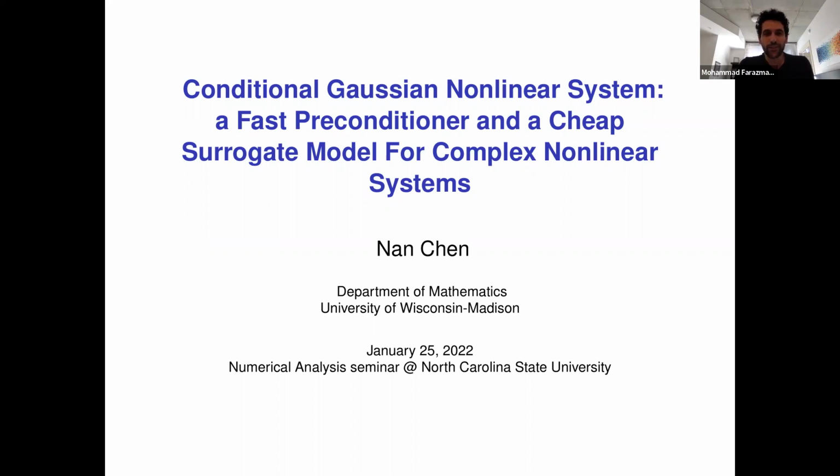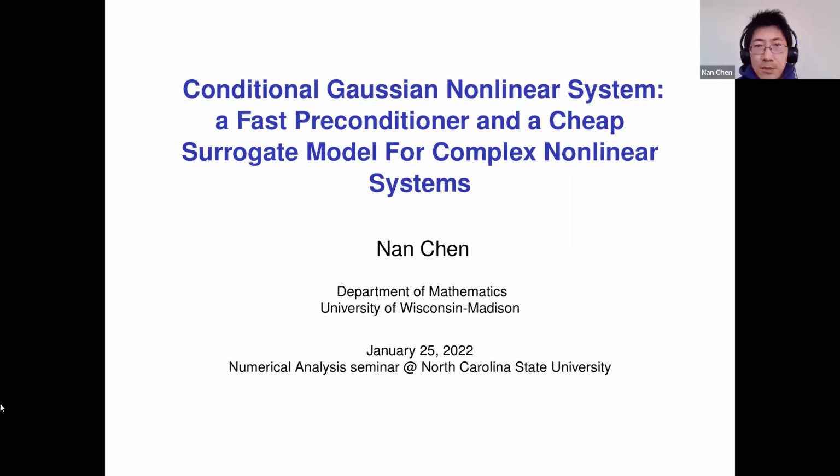His research interests are very broad, which include uncertainty quantification, machine learning, information theory, stochastic dynamics, and related fields, and a lot of applications that he also studies. Today, he will talk about conditional Gaussian nonlinear systems. Nan, thank you so much for contributing to our session, and the floor is yours.